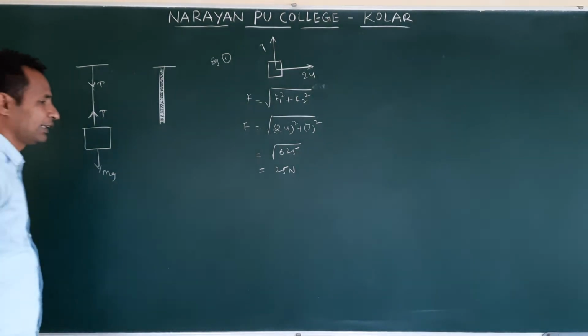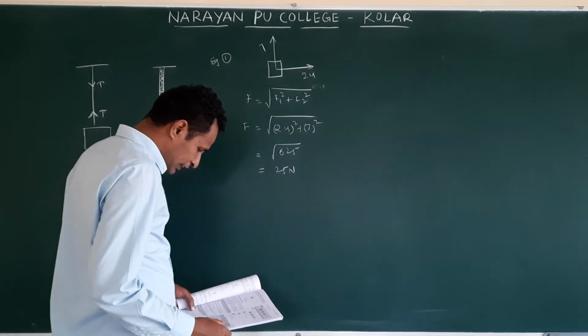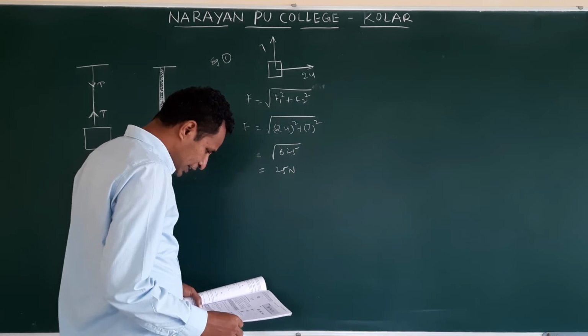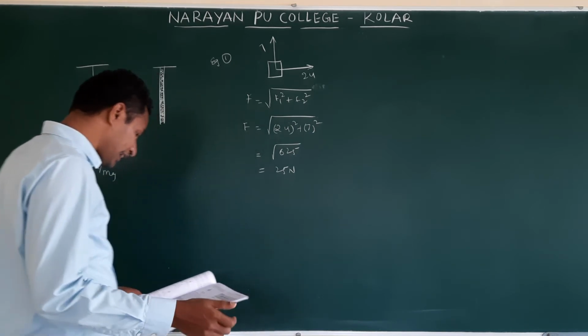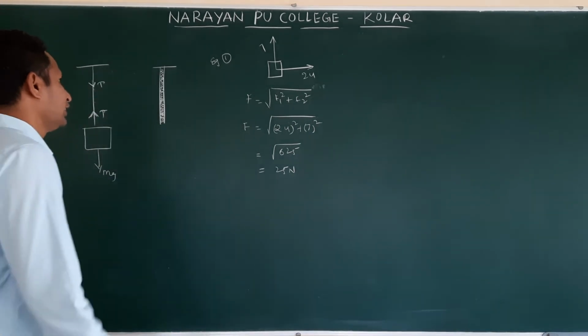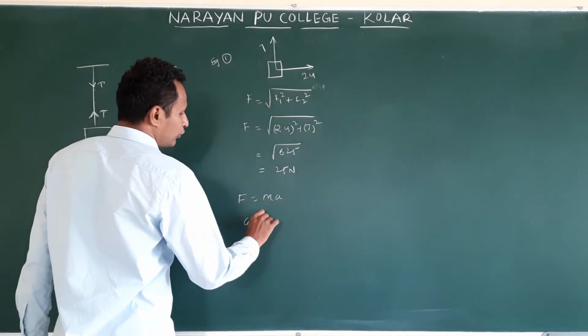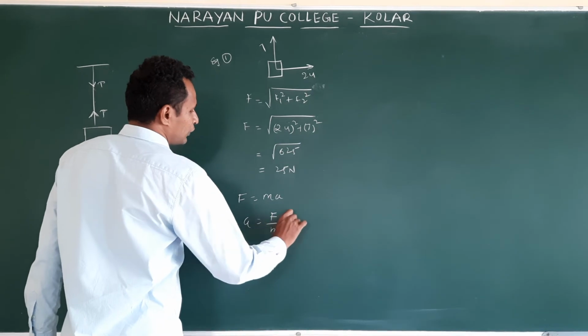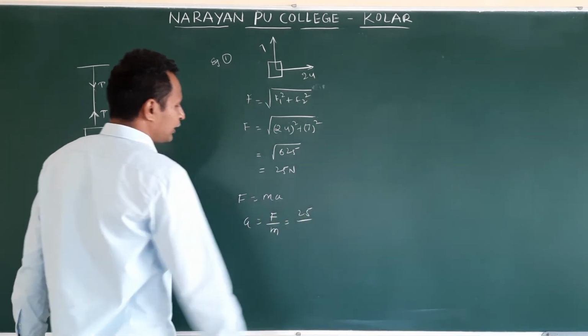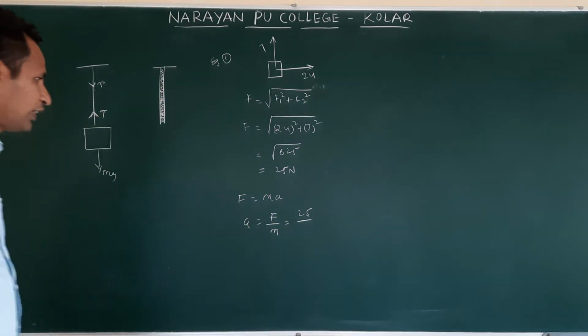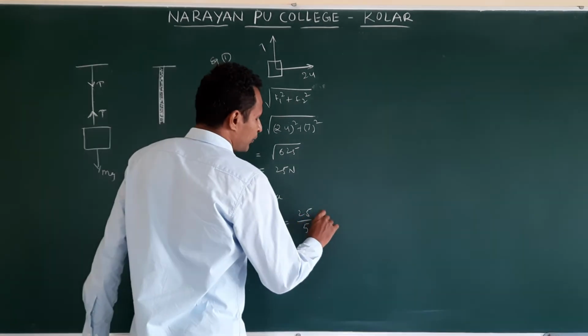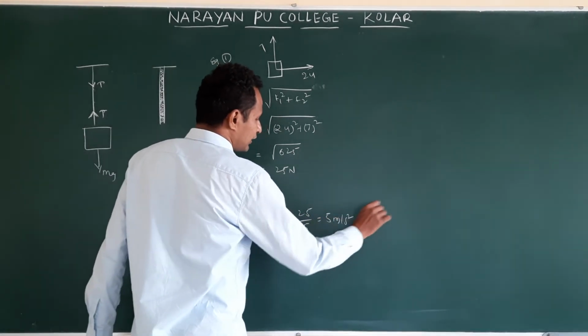They are asking for the magnitude and direction of the acceleration of the body. Then F is equal to ma, so a is equal to F by m. F we calculated as 25. The mass of the object is given as 5 kg. So 25 by 5 is 5 meter per second square.